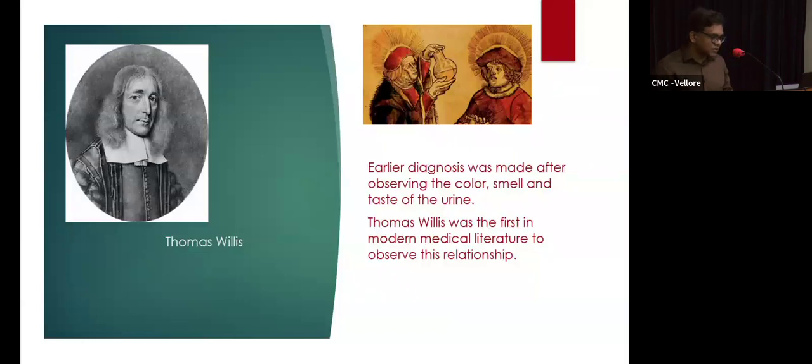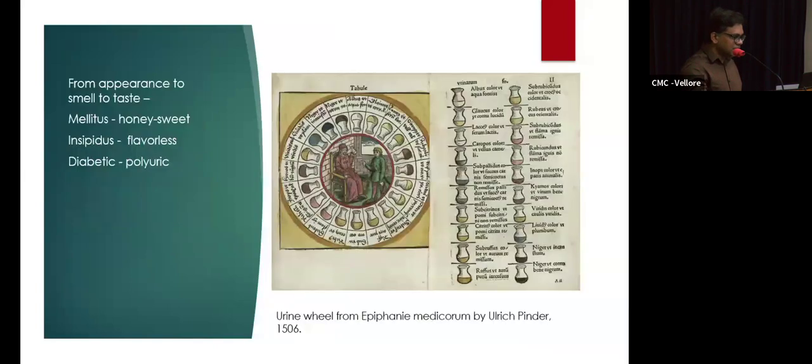If we go into the past, Thomas Willis was the first who correlated urine analysis with diseases. He tasted the urine of the patient and found it was sweet. He then frequently tasted the urine. Sometimes he found it very sweet, and sometimes flavorless. So he named the sweet urine diabetes, like honey, and the flavorless urine insipidus. And the patient passing a lot of urine, he named polyuria or diabetes. So this was the first person who correlated this clinically.